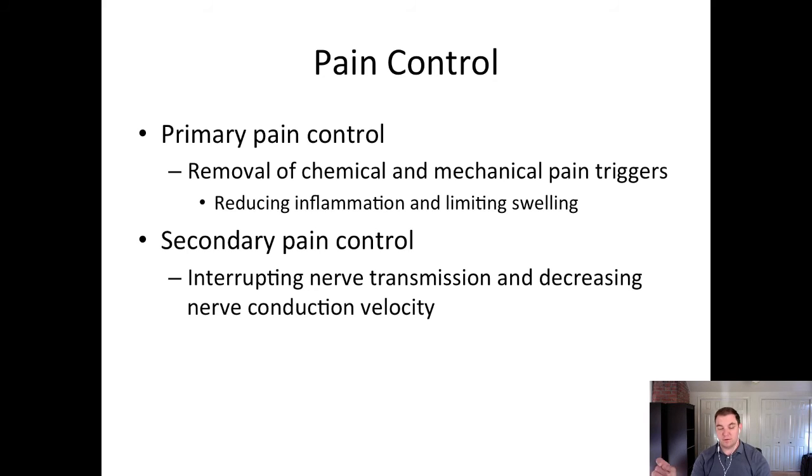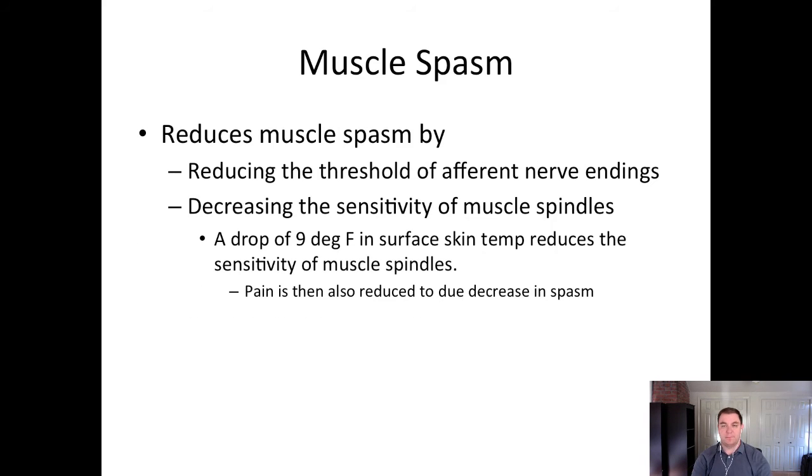When it decreases nerve conduction velocity, the nerve velocity doesn't move as fast. Therefore, you may have a different type of pain. If it's a sharp pain, what carries that sharp pain? A alpha, A delta, A beta, C. Look at your little chart that I gave up on Blackboard a couple of days ago, right? So that's secondary pain control using cryotherapy.